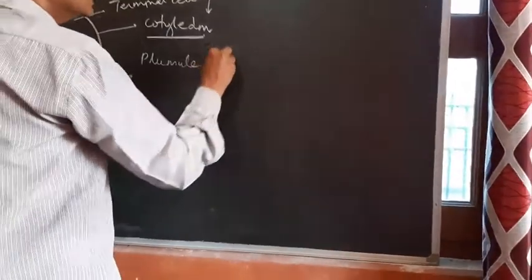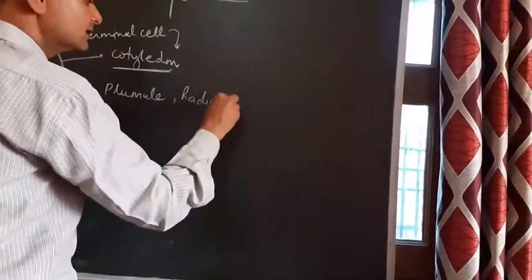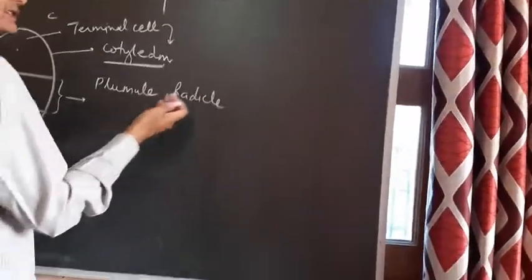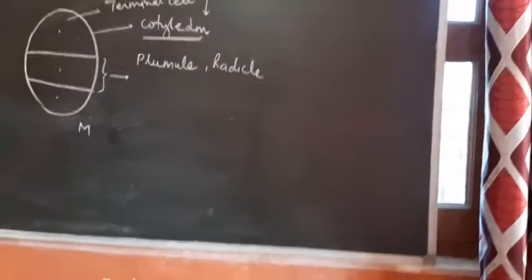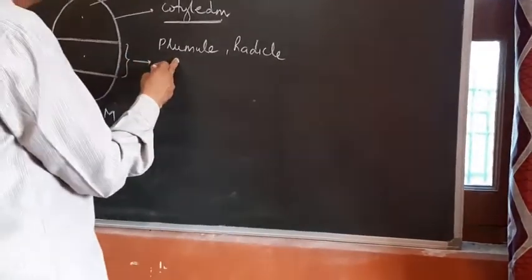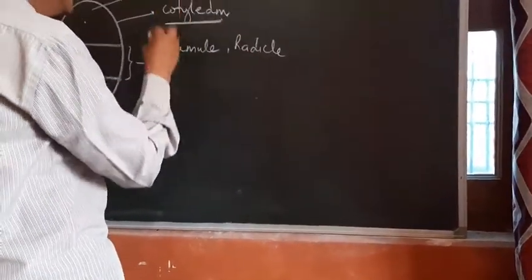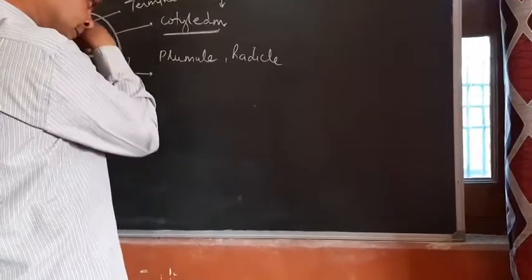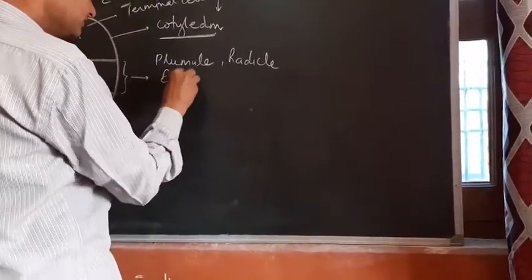It will form the radicle. It is also not called radicle. It is actually called coleoptile and coleorhiza. But that we are going to mention afterwards. So it will form the plumule part of the embryo. It will form the radicle part of the embryo. It will form the embryonal axis.